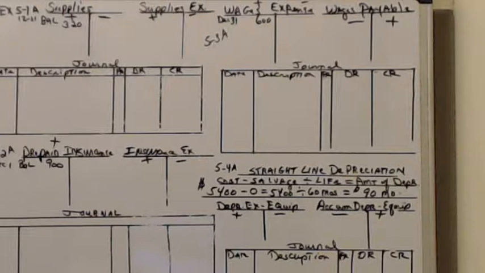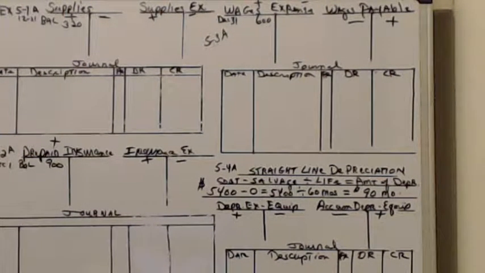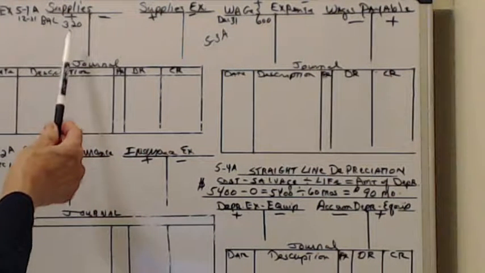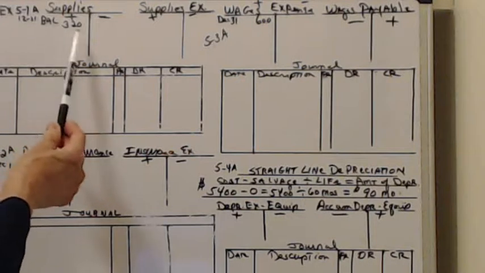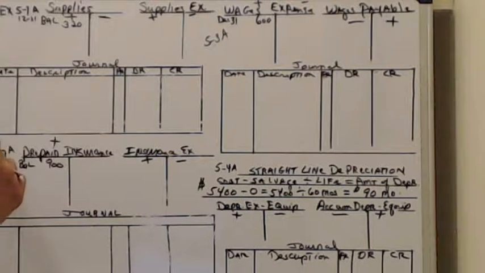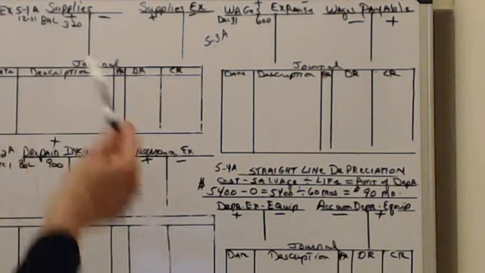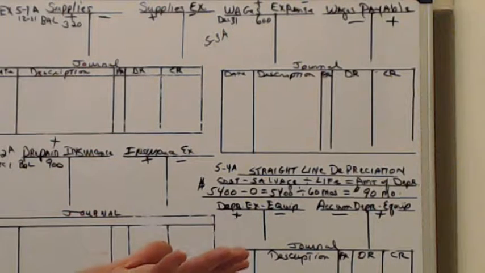And the problem says that they took a physical count of the inventory, and it showed that $90 remained. Out of the $320, only $90 is remaining. So this $320 is not correct. It should be $90, but we can't scratch it out. So we have to do a debit and a credit. If we just scratched it out and wrote 90, guess what? We would not be in balance anymore.